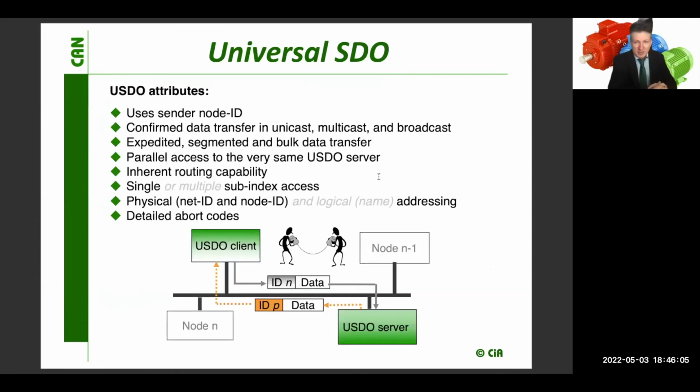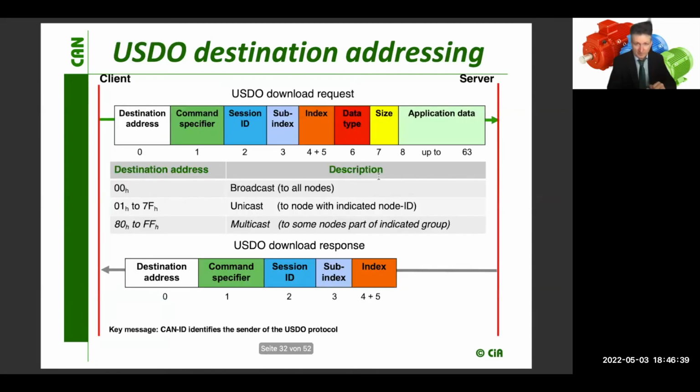CANopen FT is based on CAN-FT. There are some key properties, such as universal SDO, which is only available in CANopen FT and not in classic CANopen. It has some basic features: it allows you to transmit much larger data, allows parallel access, and, in comparison to classical CANopen, SDO services are not only unicast, but also multicast and broadcast communication. A couple more slides show you how this looks.